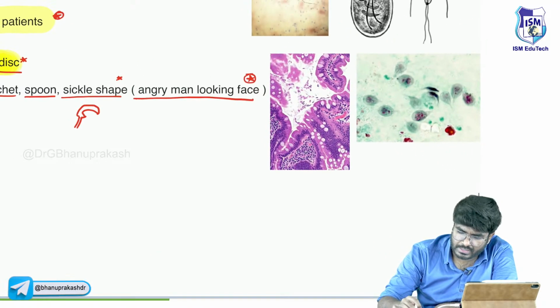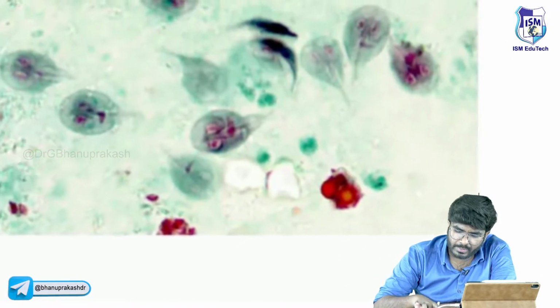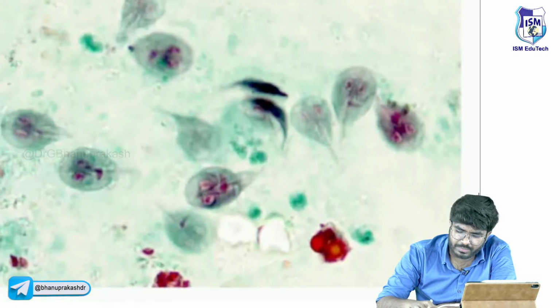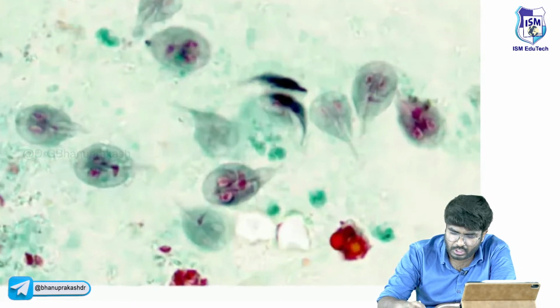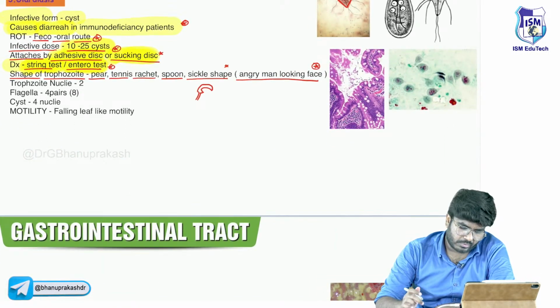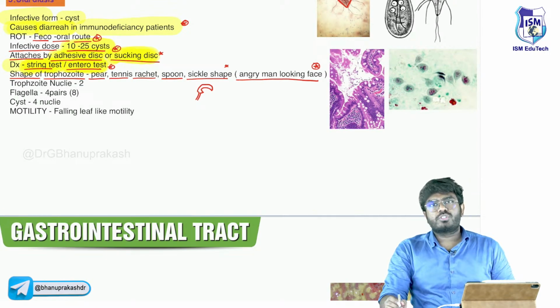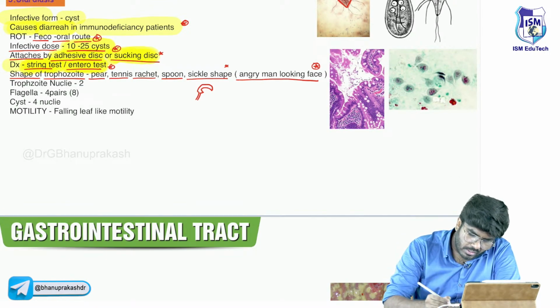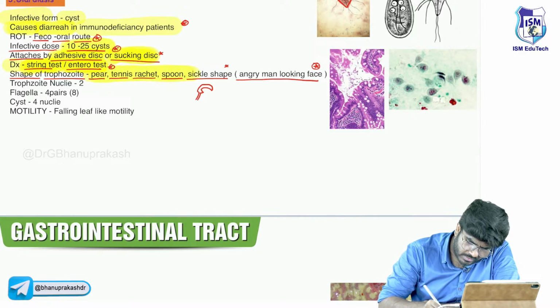Look here, this organism. Angry man looking face, pear shaped, with the sucking disc. All these are the sucking discs. So pear shaped, tennis racket shaped, spoon shaped, sickle shaped, angry man looking face. All these are important signals in MCQs.